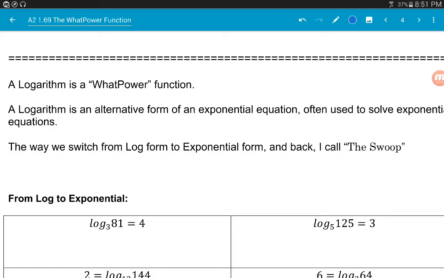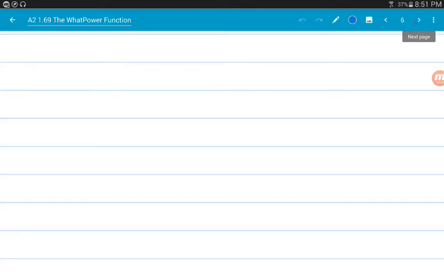Now, before I get going into what we're going to do, I want to just explain the concept of a WhatPower function.